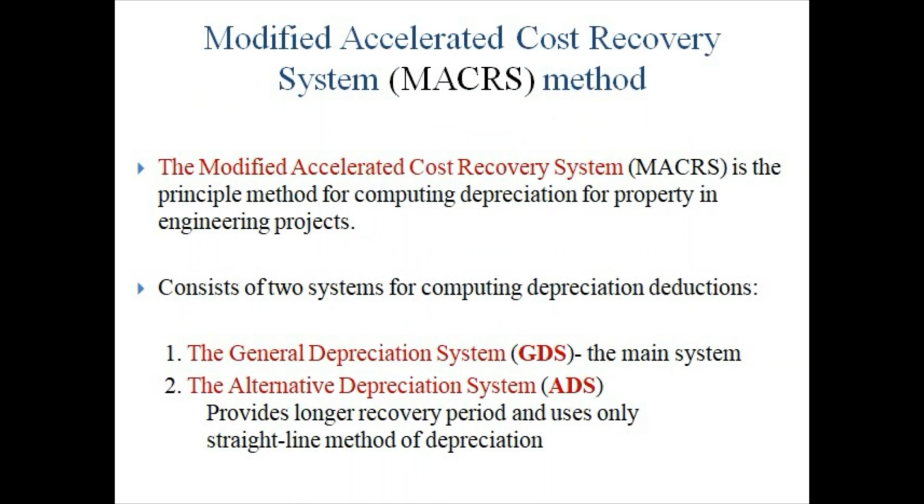Now we have this method, which is the modified accelerated cost recovery system. It is the principal method for computing depreciation of properties in engineering projects. We have two systems under this method. We have the general depreciation system, GDS, which is the main system that we're going to apply, and we have the alternative depreciation system. We will not use this system.